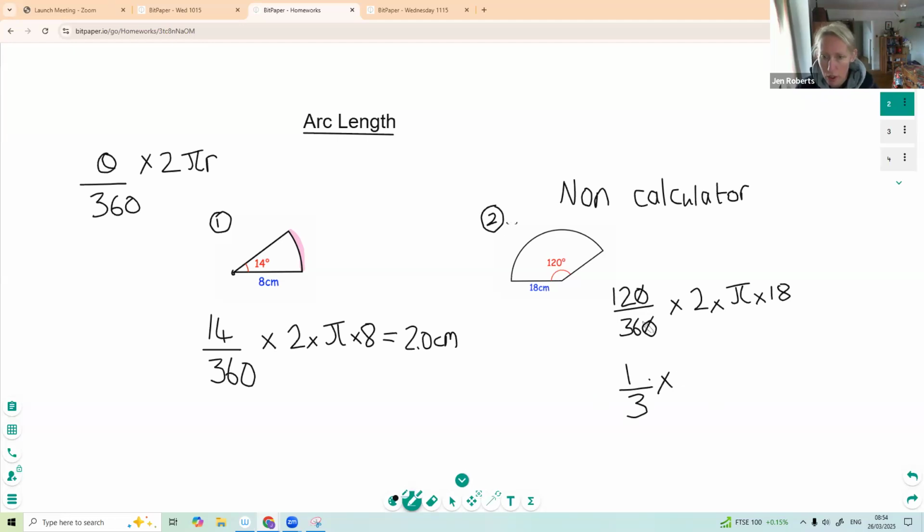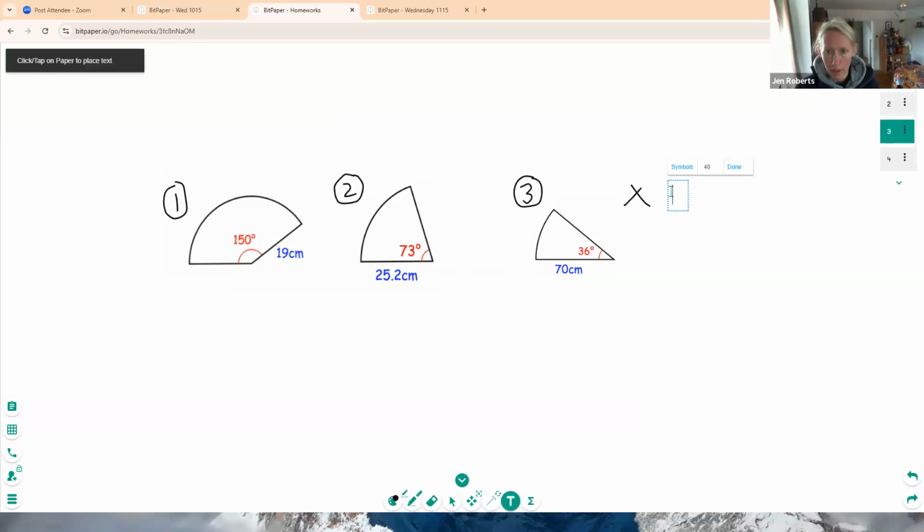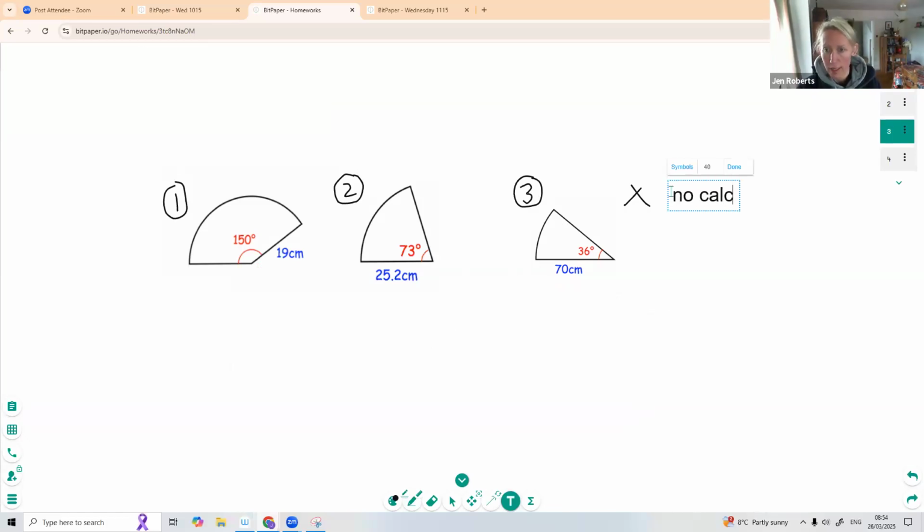I'm going to work out as well, 2 times 18 is 36. So we've got 1/3 times 36 times pi. 1/3 times 36 is exactly the same as 1/3 of 36. So 36 divided by 3 is 12. So the answer is 12 pi. I would suggest having a go at these 3 questions. The third one is a no calculator question. So put me on pause, answer them, unpause and see how you got on.